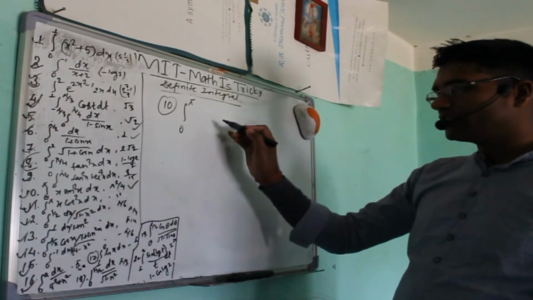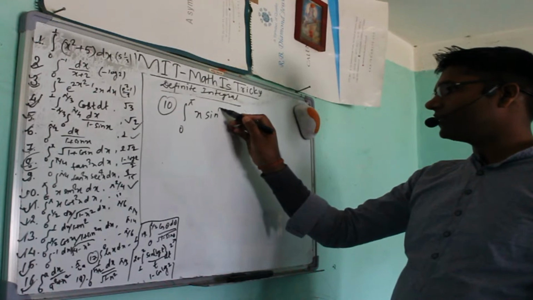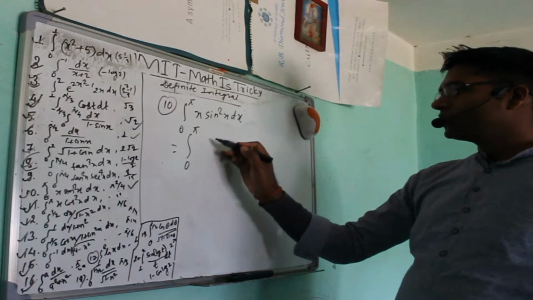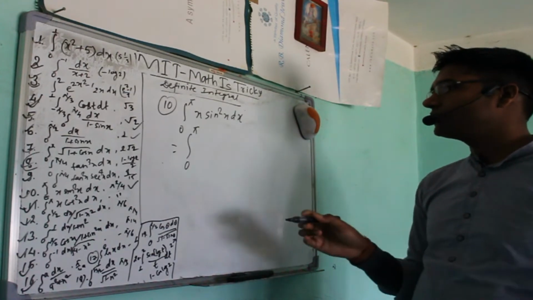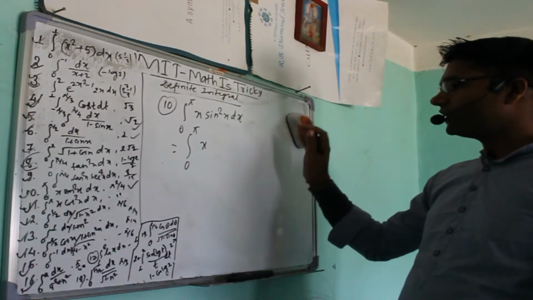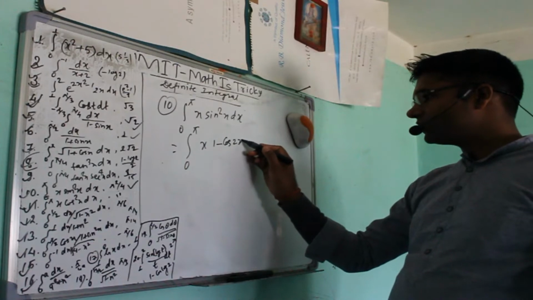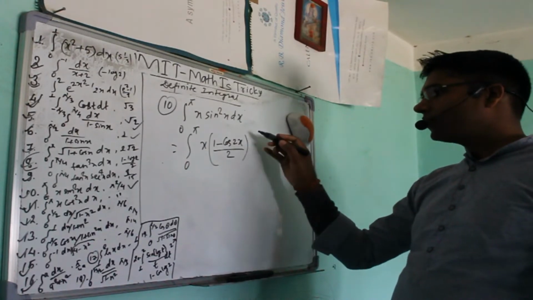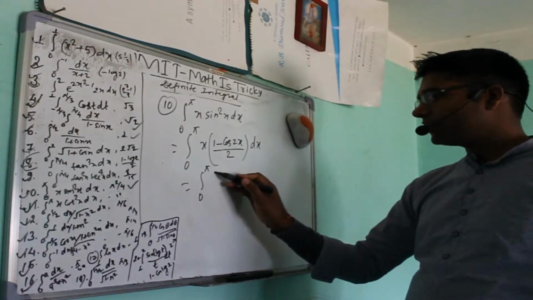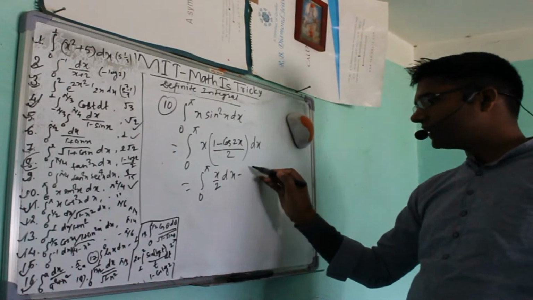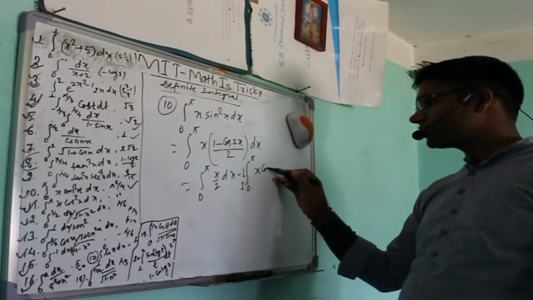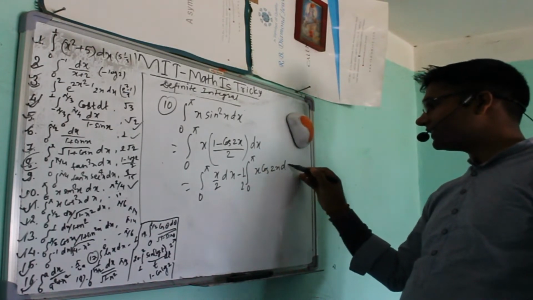So what would be its answer? First put tan 0 minus tan pi by 4, and it's simply minus times 0 minus 1, so the answer is 1. Therefore we can write the integral from 0 to pi by 2 of dx by 1 plus sine x equals 1. This is our answer, and this is the solution for question number 6. Hope you understood this.